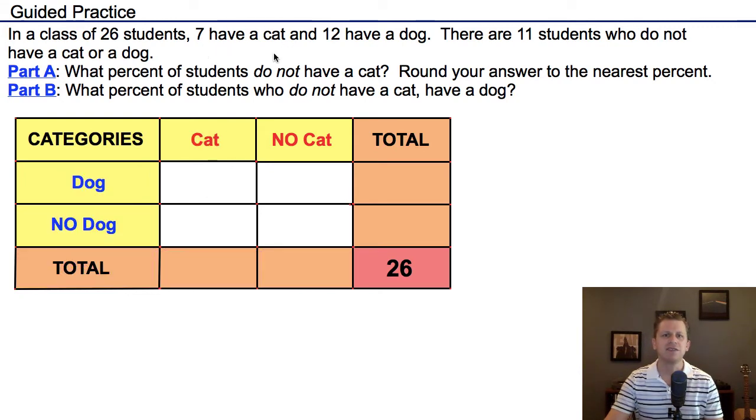Now it says 7 students have a cat. Well, here's cat, and the total number of students that have a cat would be down here, so I'm going to throw that 7 down there. Then I want to know that 12 have a dog. Well, here's dog, so the total number of dog owners would go there.